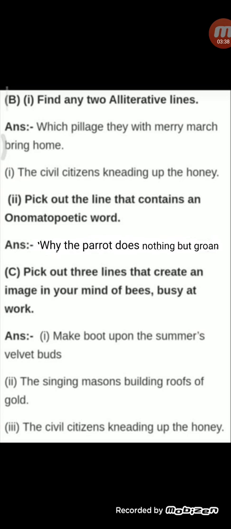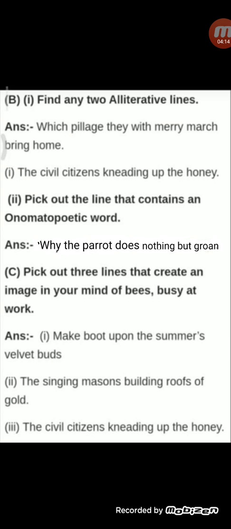Pick out the line that contains an onomatopoeic word. Sorry, children, musical sound, that is onomatopoeia. Why the parrot does nothing but groan. That is a sound, right? So onomatopoeia means what? A sound that signifies the particular action of an object.